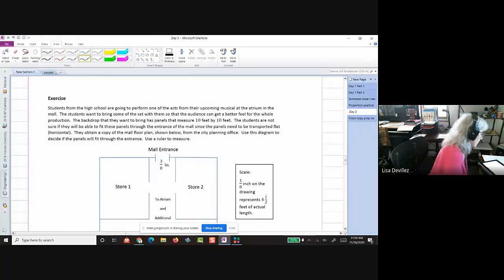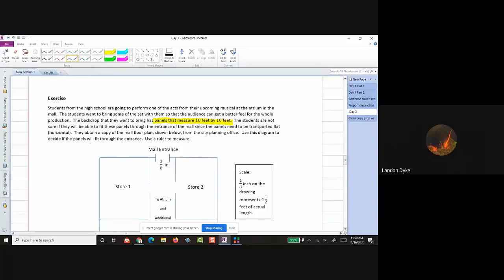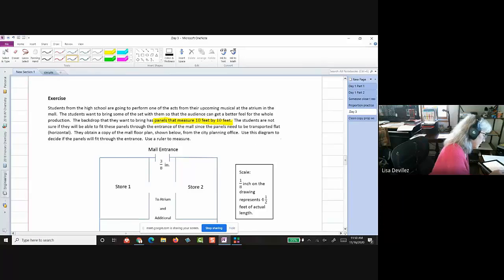Okay, so here it says they're going to perform one of the acts from their upcoming musical at the Atrium in the mall. They want to bring some of the set with them so that the audience can get a better feel for the whole production. The backdrop they want to bring has panels that measure 10 feet by 10 feet. They're not sure if they will be able to fit these panels through the entrance of the mall since the panels need to be transported flat. They obtain a copy of the mall floor plan and use this diagram to decide if the panels will fit through the entrance.